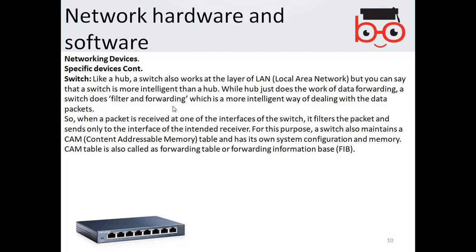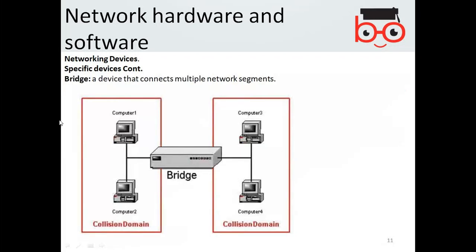CAM table is also called the forwarding table or forwarding information base. So nowadays, at least, switches are used, replacing the hubs. A bridge is a device that connects multiple network segments. So computer 1 and computer 2 are part of one network segment, and computer 3 and computer 4 are part of another. Through the usage of the bridge, you connect two computer network segments.